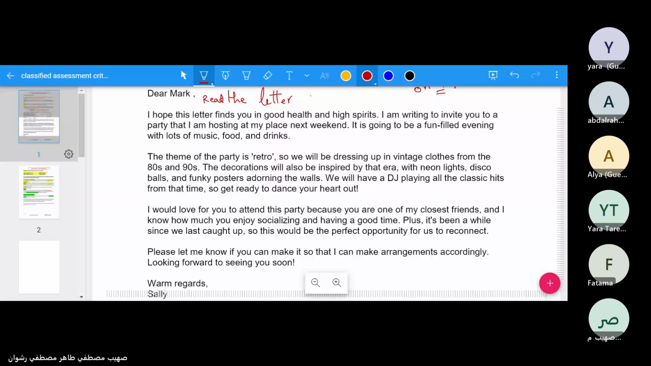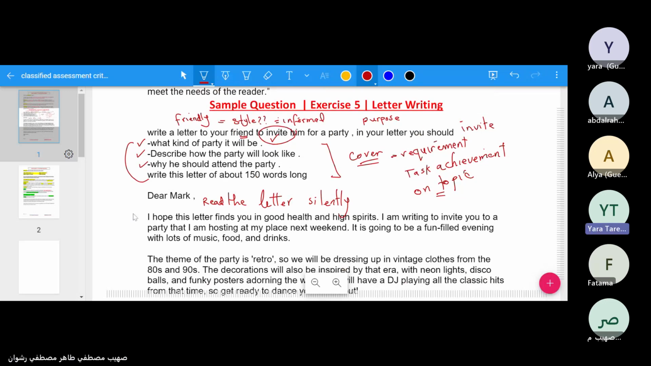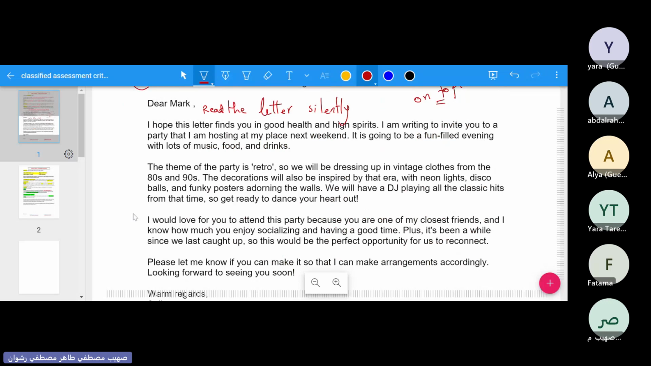In 2 minutes. Yes. The purpose of the writing is persuasion. No, here are different purposes. Each bullet point includes a purpose. What kind of party it will be? This is informative. Describe how the party will look like. This is descriptive. Why he or she should attend. This is persuasive. All 3 purposes serve which main purpose? To invite your friend. Okay? Yes. Read silently. Then let's comment on this letter.